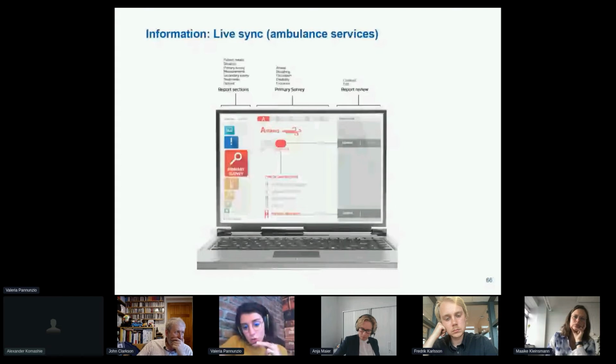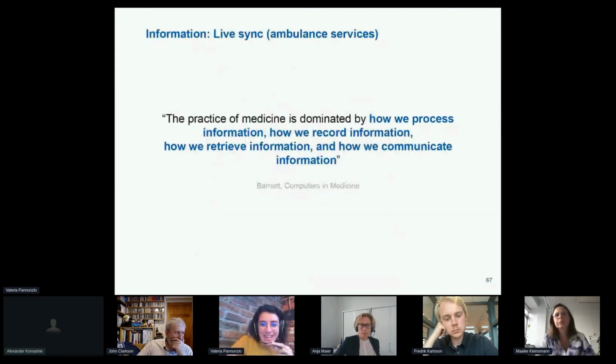And to conclude, to make my point about the importance of information, one thing that I really believe is especially true in healthcare, perhaps differently from other design domains, is the importance of information. There is this quote that I always like, which pinpoints how much in medicine is decided by the way information is processed, recorded, retrieved, and communicated.